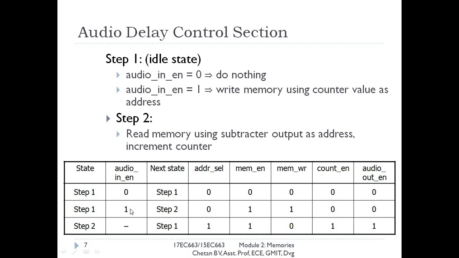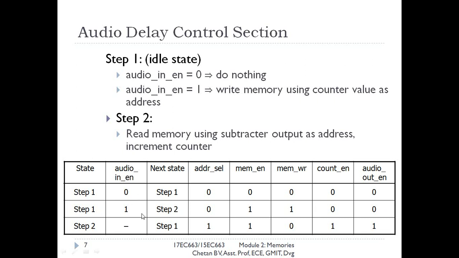During the idle state, if audio in enable becomes 1, it means a new sample has arrived. When a new sample arrives, it should be stored in a particular memory location, so you have to perform a write operation. To perform the write operation, MEM underscore enable should be made 1, and MEM underscore write should be made 1. Count enable is 0, so the address counter will not increment, and audio out enable is 0, because we have not outputted any audio sample.